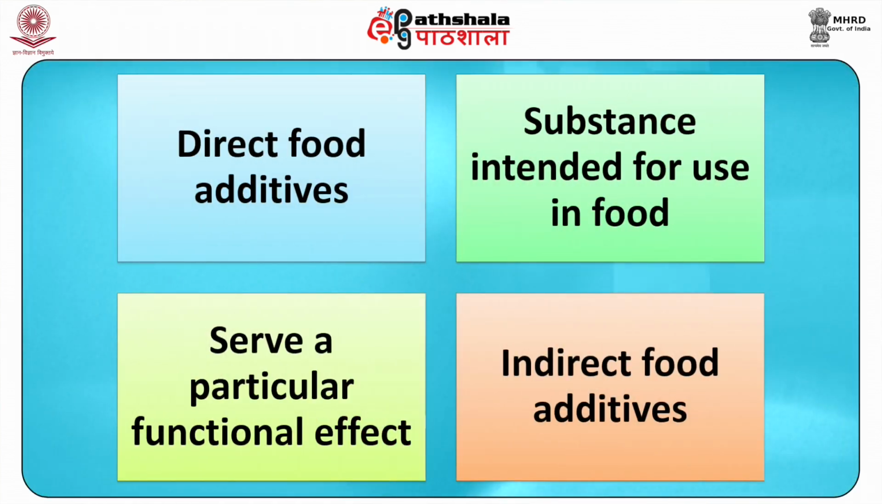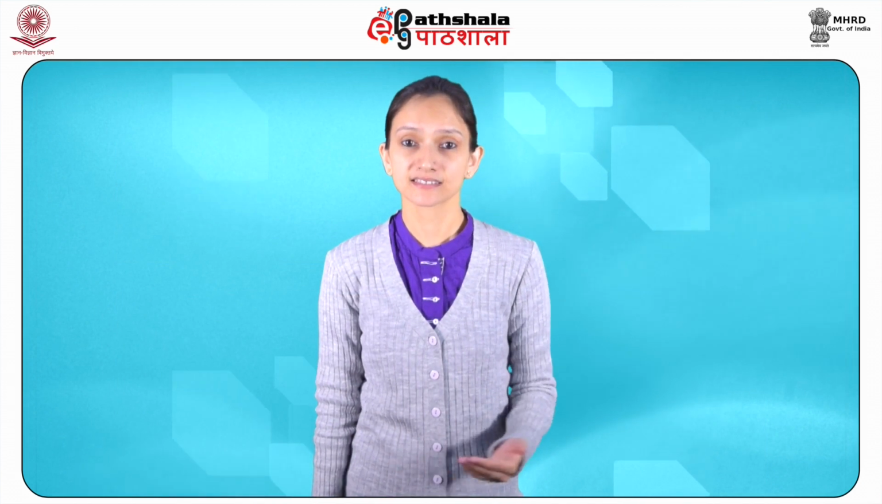Types of food additives: direct food additives, substances intended for use in food that serve a particular functional effect. Indirect food additives, substances that become a part of food from processing, packaging or food contact surfaces, reasonably expected to become a part of food.